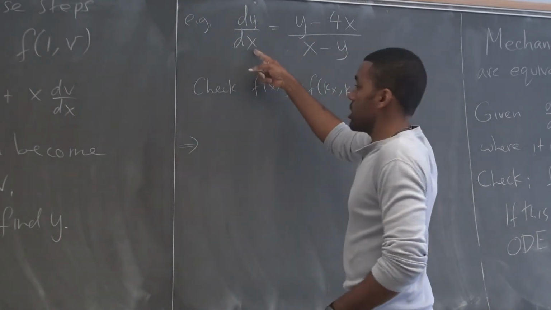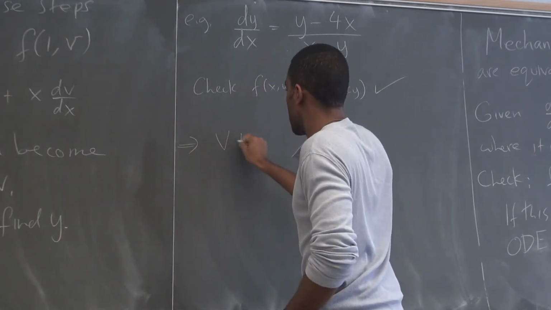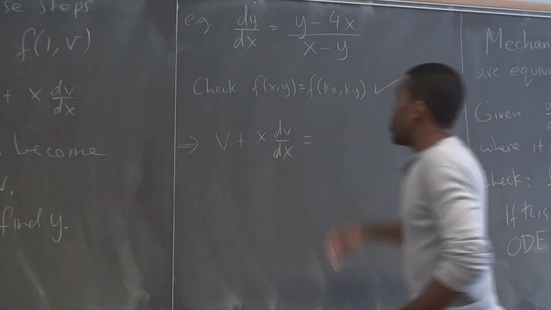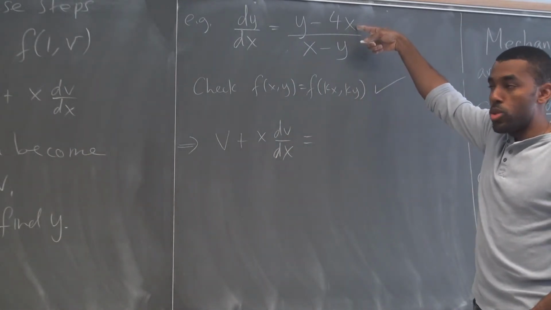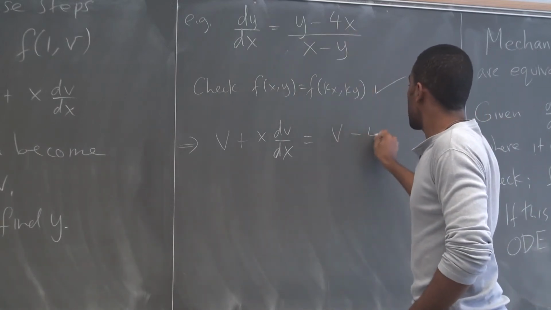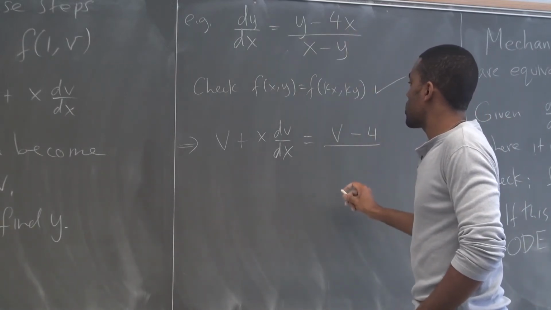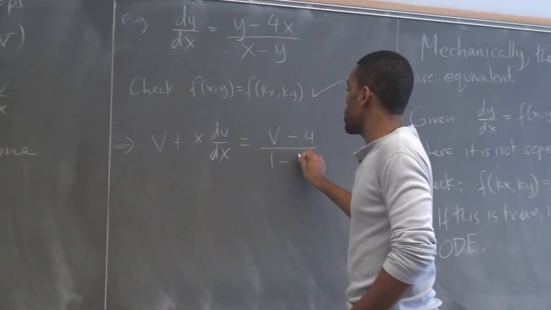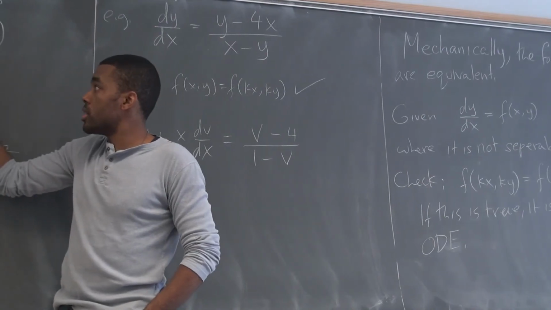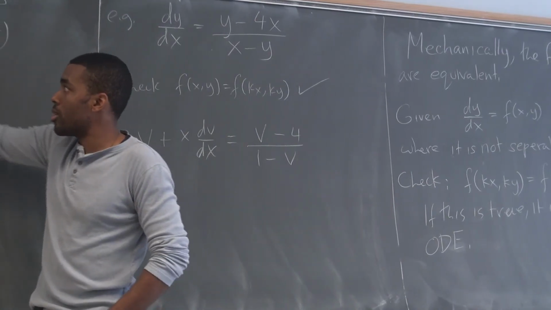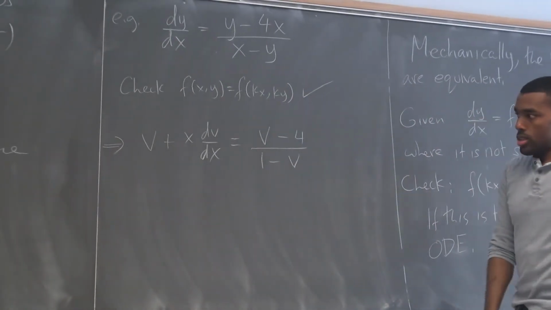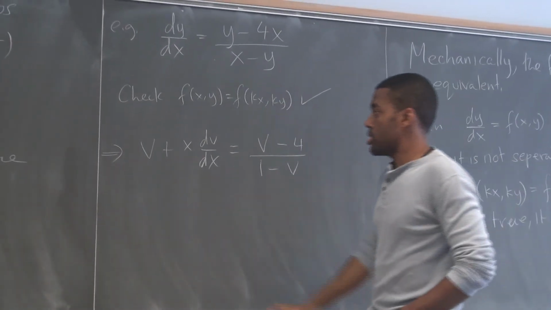This gives us, replace this guy with that. Over here, everywhere you see an x, replace it with 1. Everywhere you see a y, replace it with v. f of x, y becomes f of 1, v. All x's, turn them into 1s. All y's, turn them into v's. Turns out this is separable.